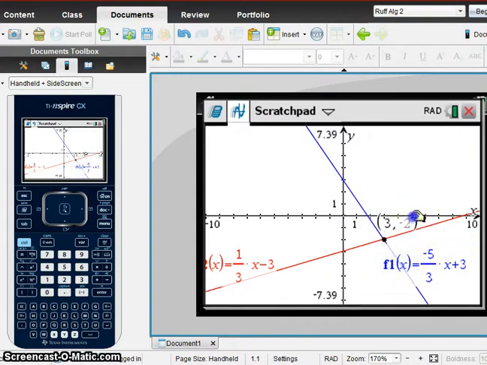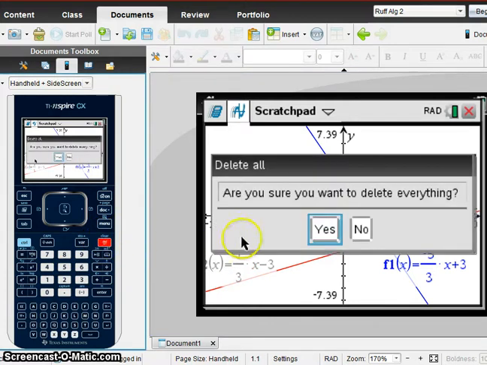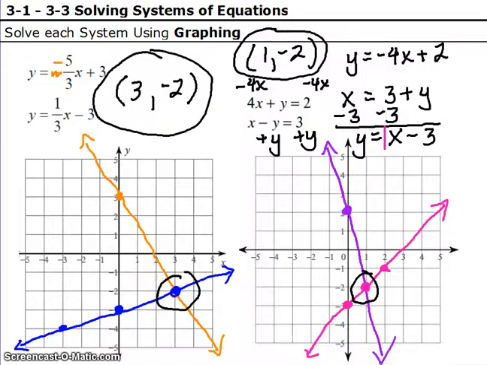So our answer is (3, -2), which we had already found the other way. There's doing it in the calculator. All right, if you want to clear out a graph that's already in there, hit delete 3 times. And this will pop up, and you just say, yes, I do want to delete everything. All right, so now we want to do the second one.